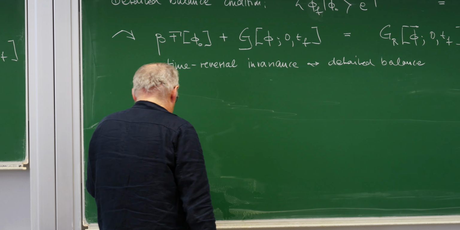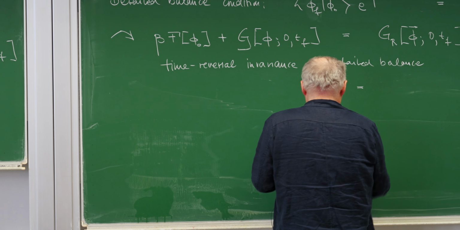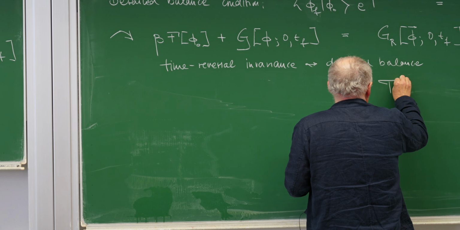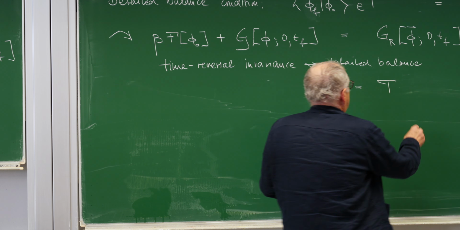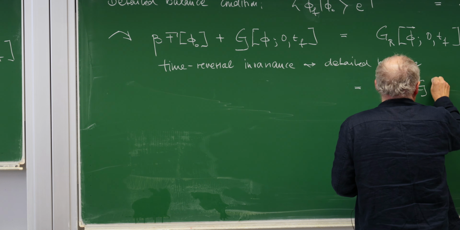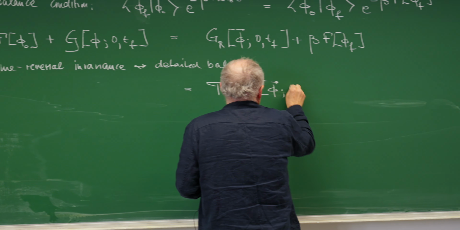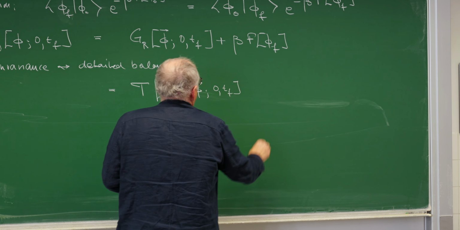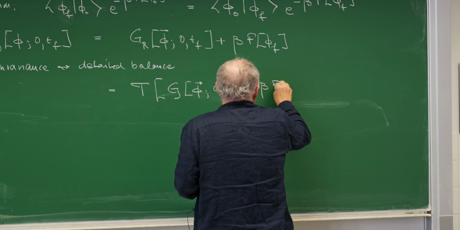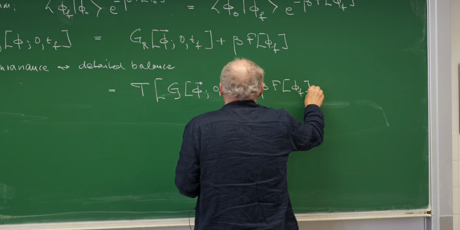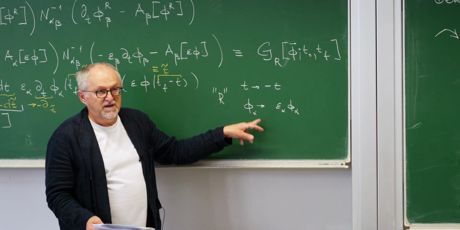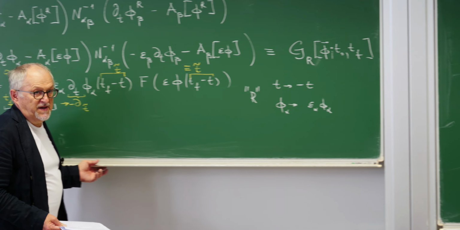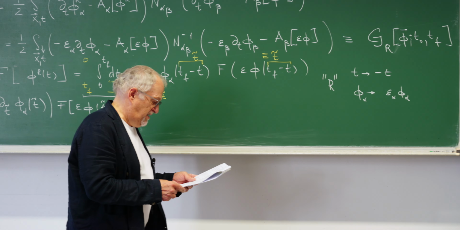You can write this a little differently. You can also write this as the time reversal operation acting on G of phi 0 tf plus beta f of phi f. Because this time reversal operation does nothing but that. It will replace t by minus t, and it will replace the fields by the fields times their parity.